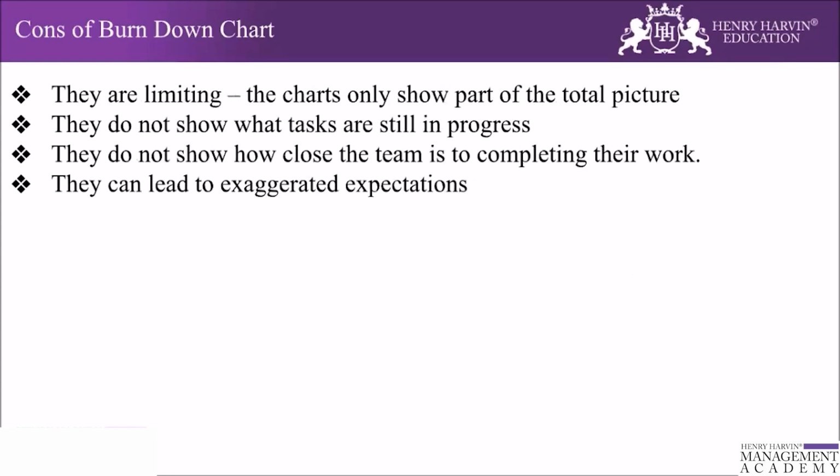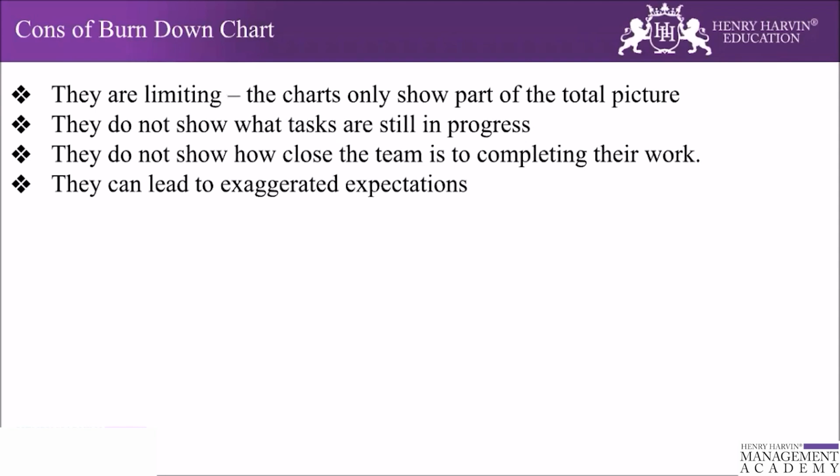So these are a few of the pros, and there are cons as well. There are certain limitations of the burn down chart, in that they only show part of the total picture. One, they do not show what tasks are still in progress. The work in progress is not visible in this chart, and they do not show how close the team is to completing their work. It shows the remaining work, but because it does not show the impediments the team is facing within the sprint, we are not able to say whether the team, with the work remaining, would be able to complete it by the next day or not.